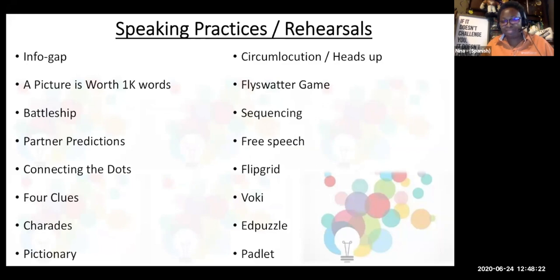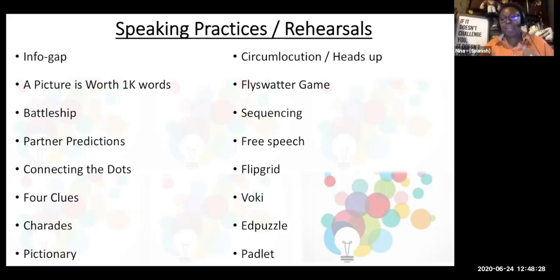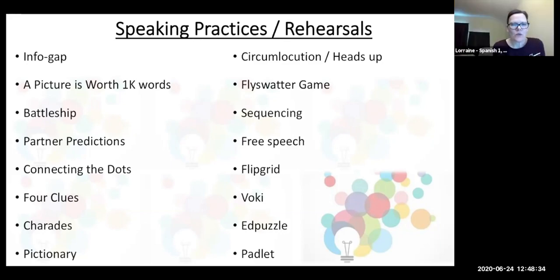Info gap. What is info gap? I love it. Who just did that? Was perfect. That's exactly why we're doing this. I'll go. So info gap is where one student has one set of information, another student has different information, and then they have to ask each other questions to get the other person's information. Sweet.